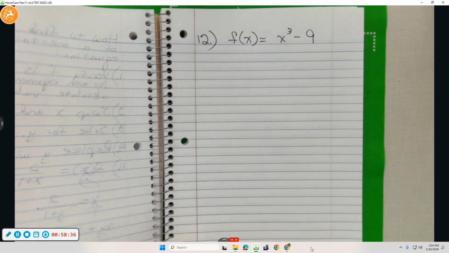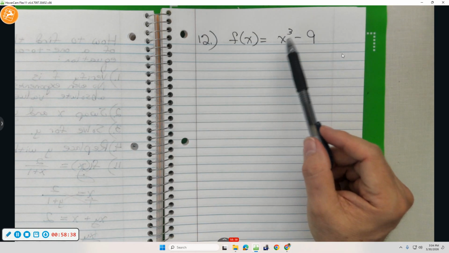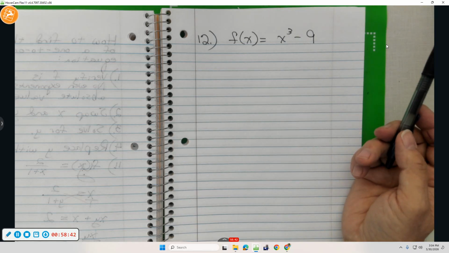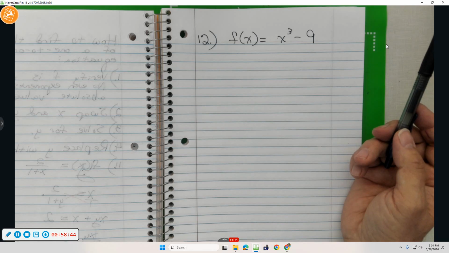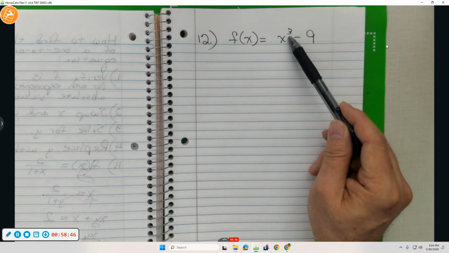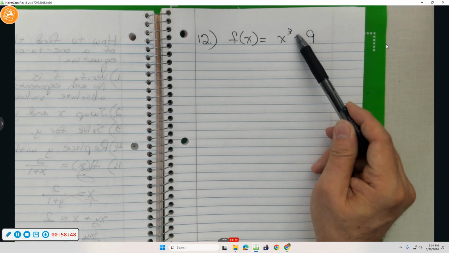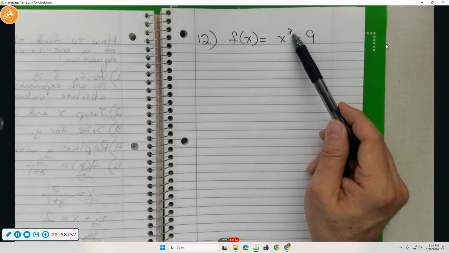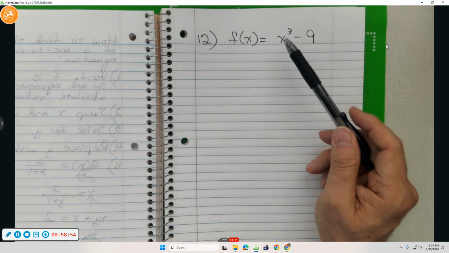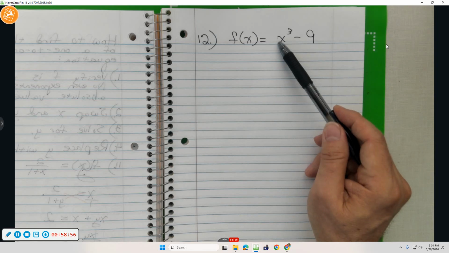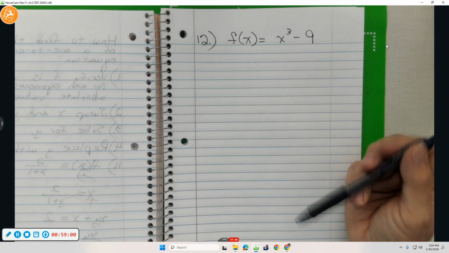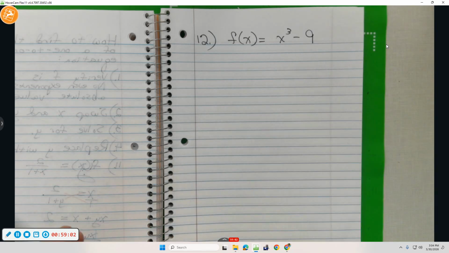If you tried plugging in, say, 2 and negative 2, with that odd exponent, would you expect to get the same number back? Odd exponents don't change signs. If you plug in a positive number for x, when you cube it, it's positive. If you plug in a negative, negative times negative times negative, it stays negative. The sign doesn't change. So that is odd.